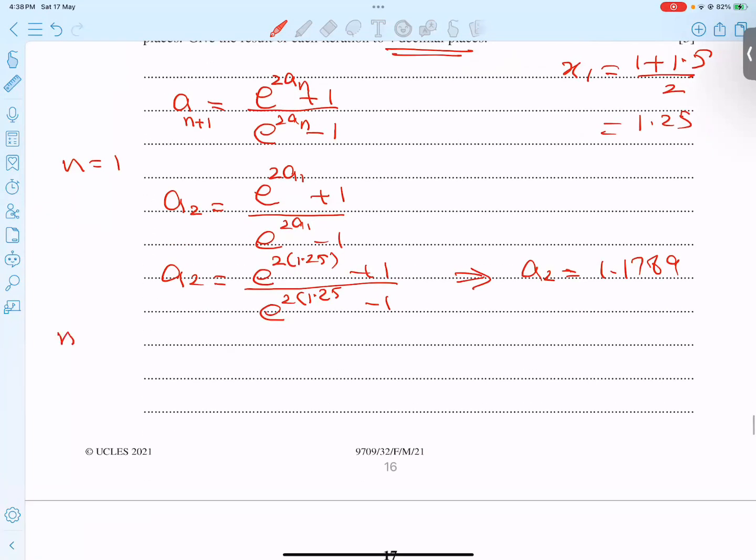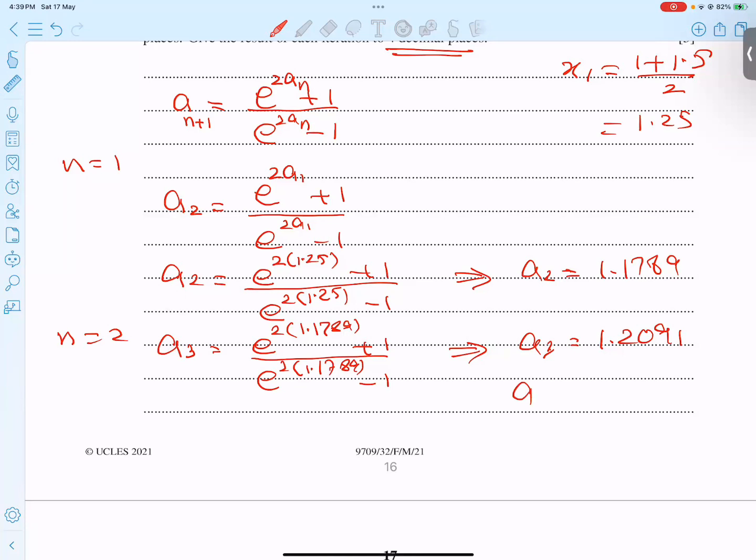So first I plugged in n = 1, now I'm plugging in 2, and I'm doing it a little shorter now. This value will come here and here, so I'm saving my time. 1.1789 plus 1 over e to the power 2 times 1.1789 minus 1. So A3, one minute please, let me check what I'm getting. A3 I'm getting here, students, 1.2091.